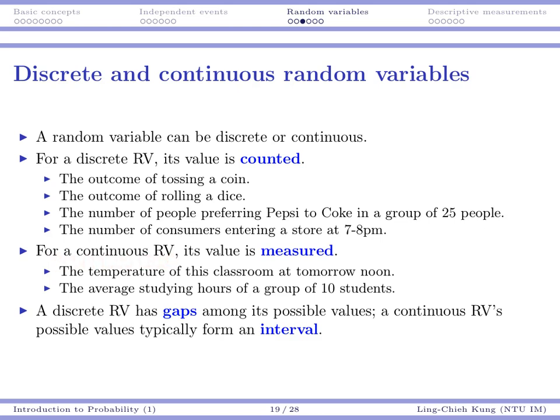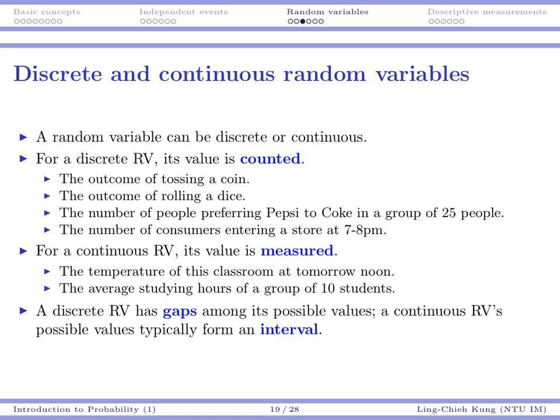For continuous random variables, it's different. Their values are measured instead of counted. For example, the temperature of the classroom at a specific time point is not something countable, right? We cannot count how many possibilities there are. The value must be measured instead of counted. Or the average studying hour, that's also something that must be measured.